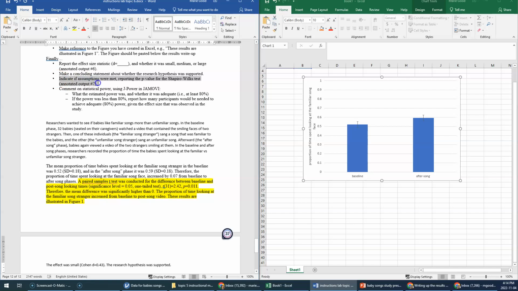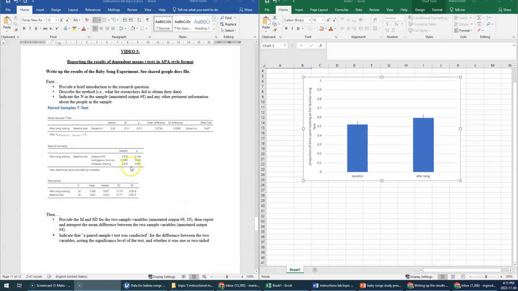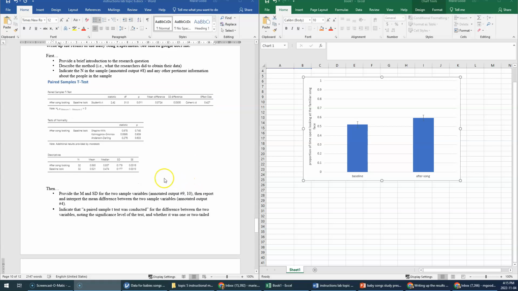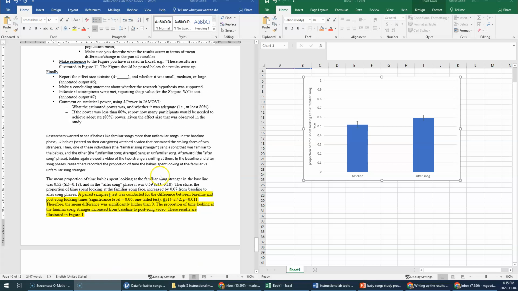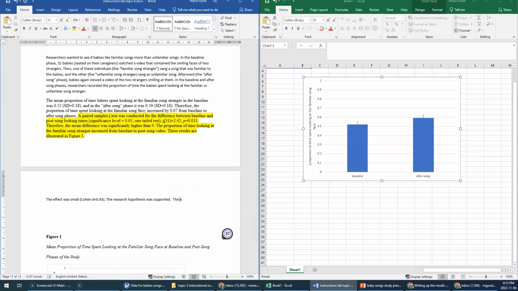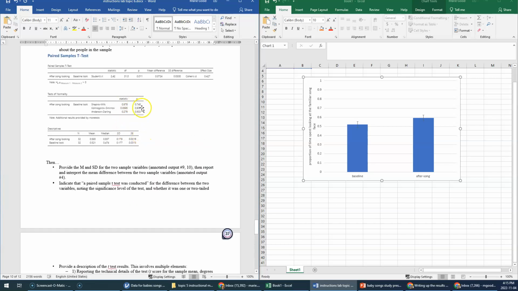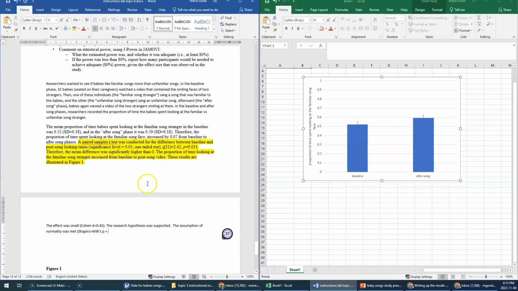We're going to indicate if the assumptions were met, just reporting the p-value for the Shapiro-Wilks test. All right, so for reporting normality, remember we're looking at the test of normality table and the Shapiro-Wilks line. All you're reporting is the p-value for the Shapiro-Wilks test. Say the assumption of normality was met, and then report Shapiro-Wilks p was equal to 0.745.